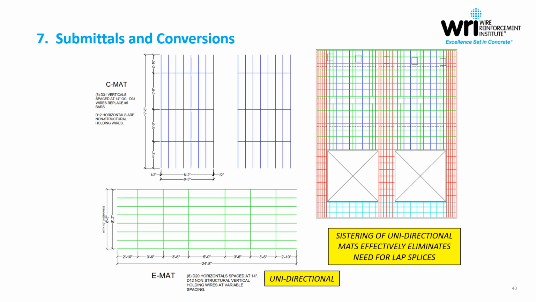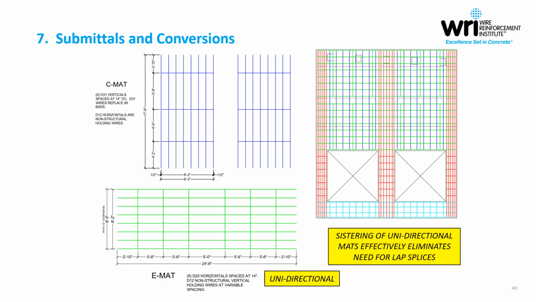Another example, same panel: if we look up above the loading dock door openings, we have a C mat and E mat. These are unidirectional mats, so the C mats run top to bottom, and of course you see the horizontal wires on the C mat are widely spaced, and they are just there to hold the vertical wires to shape. And then the E mat is nested with the C mat, and it handles the horizontal shrinkage and temperature steel in that region.